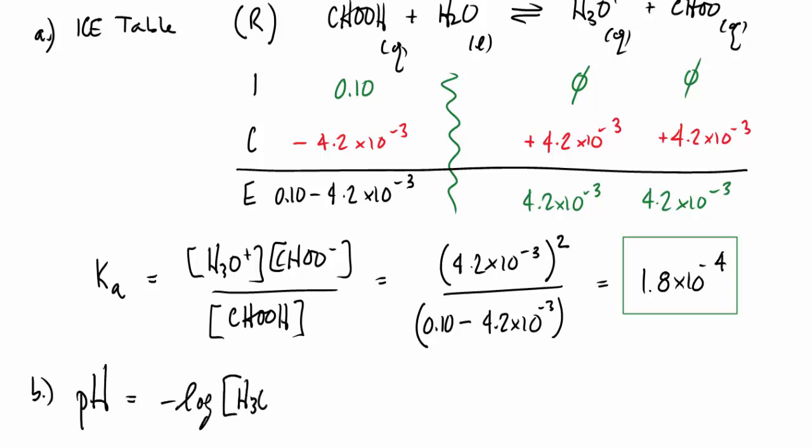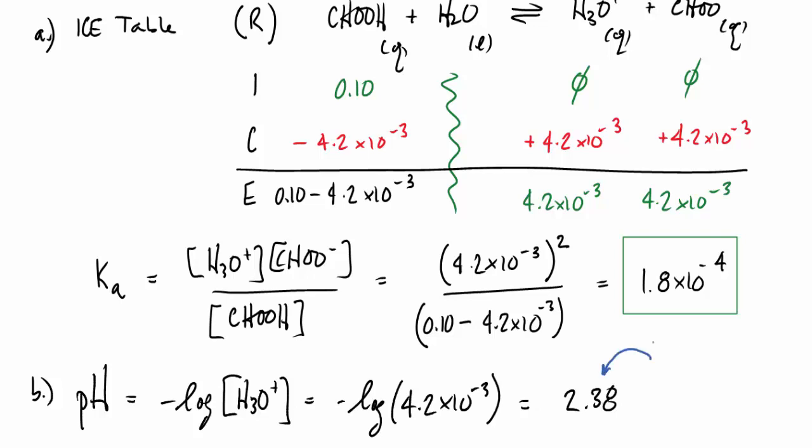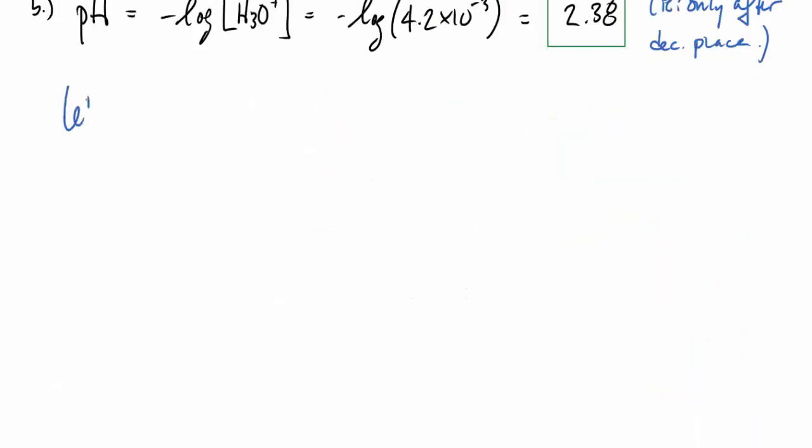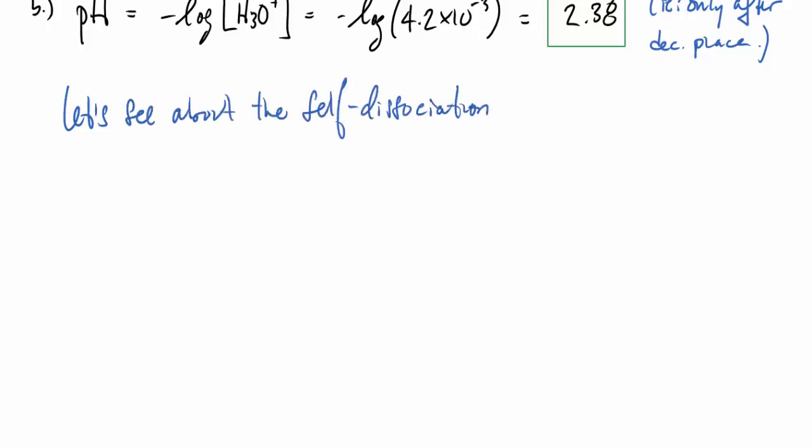The second part of our problem, which is to find out the pH of this, we'll just use the negative log of that hydronium ion concentration, put in the values, and get the pH of it as 2.38. Notice there are two sig figs in the pH right here as shown because only the figures after the decimal place are significant in pH. Remember, it's a logarithm.